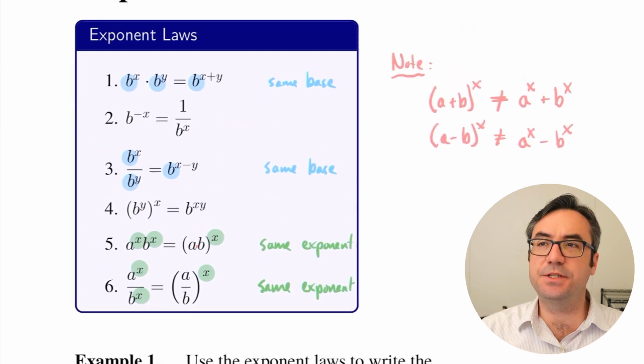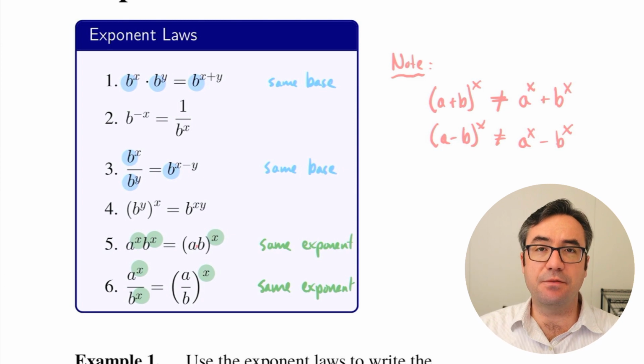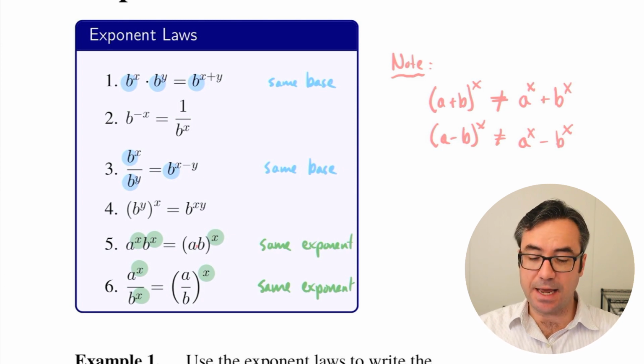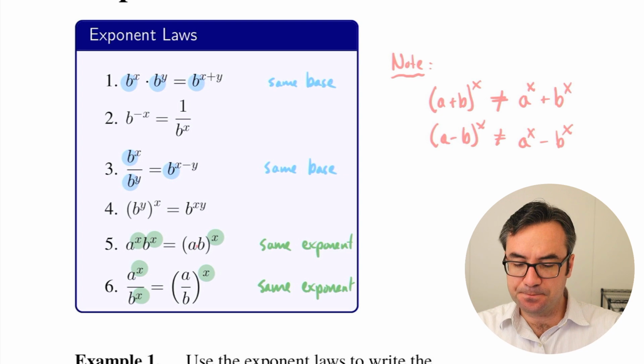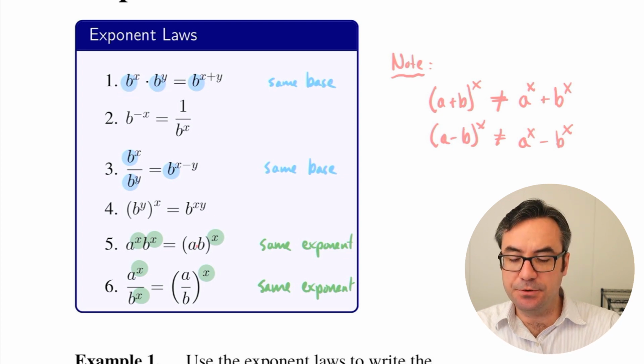Which one of these exponent laws can we use if we have the same base and they're getting multiplied together? Let's see. Same base. Here we go. And we're getting multiplied together. So we can use this first property.